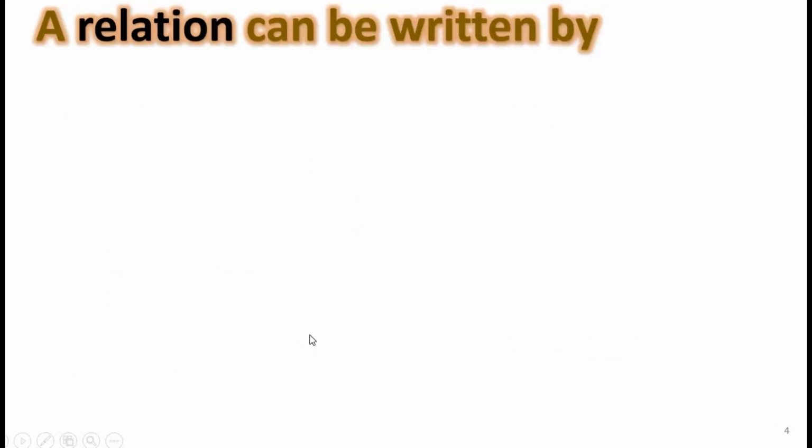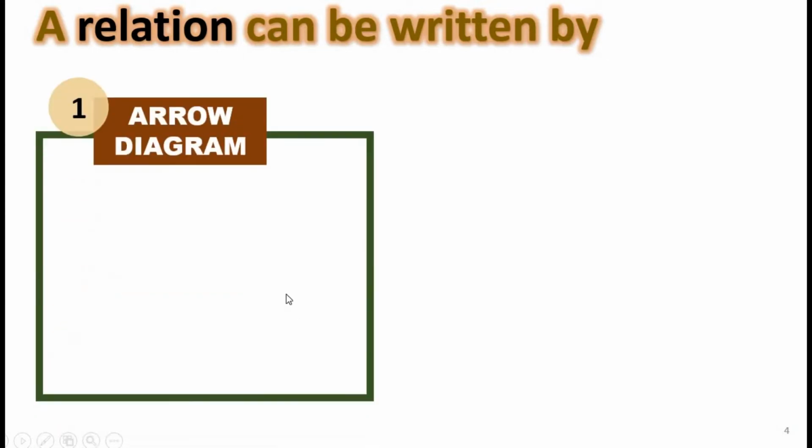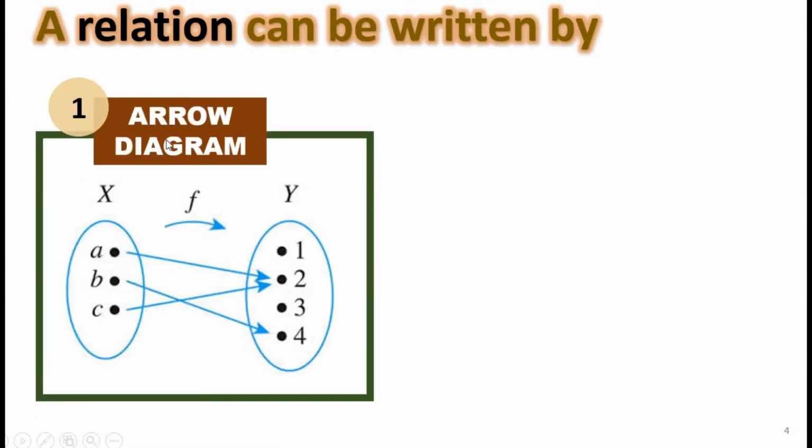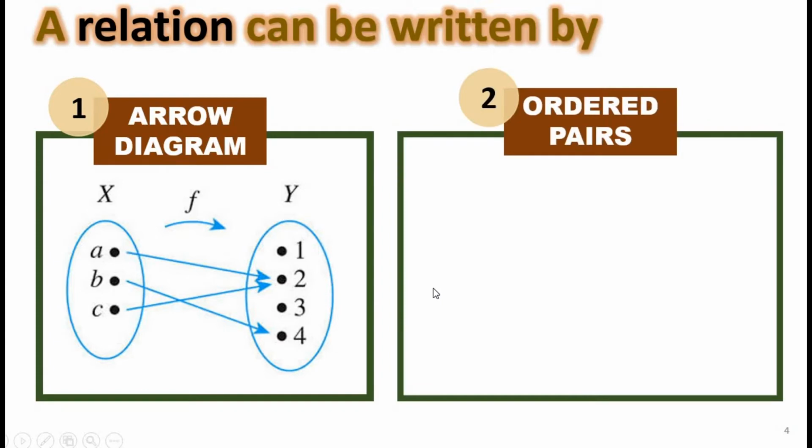So a relation can be written by, first, arrow diagram. So for example this one, we have set X in one circle, set Y in one circle, and then we map these two sets by an arrow. So from this we see that A is mapped to 2, C is mapped to 2, B is mapped to 4.